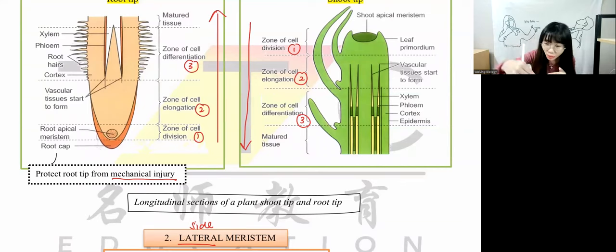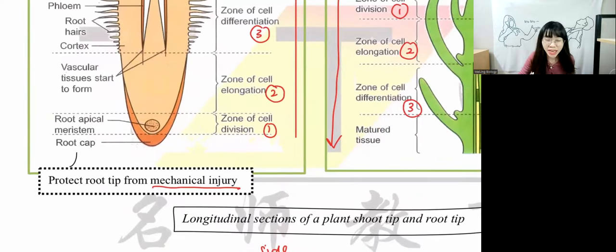So when they're going downwards, the root cap is to prevent the root tip from breaking into parts, because sometimes the soil is very hard when they are trying to go downwards. So the root cap is a protective layer. But root cap can only be found in primary growth. Secondary growth, we don't have root cap.